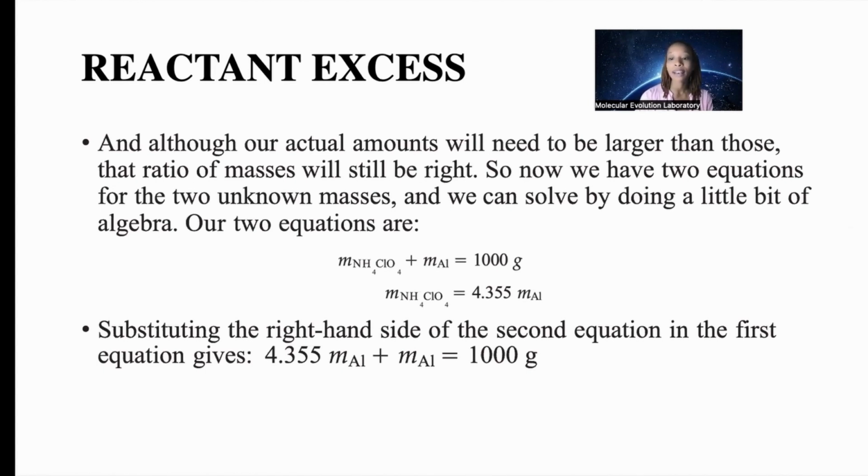So now we have 2 equations for 2 unknown masses, and we can solve by doing a little bit of algebra. Our 2 equations are: the mass of ammonium perchlorate plus the mass of aluminum is equal to 1,000 grams, and the mass of ammonium perchlorate is equal to 4.355 times the mass of aluminum. Substituting the right-hand side of the second equation into the first gives 4.355 times the mass of aluminum plus the mass of aluminum equals 1,000 grams.